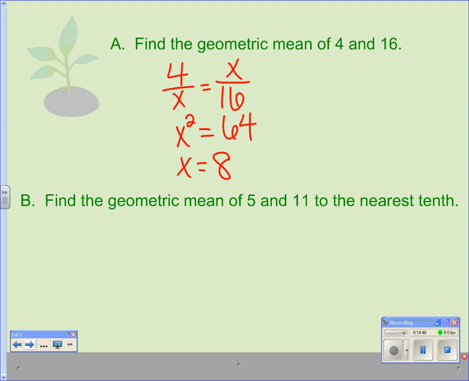What would be the geometric mean of 5 and 11? 7.4. Do I need to go over that? Say 5 over x equals x over 11. X squared equals 55, so x equals the square root of 55, whatever that is, 7.4. Yeah, you could.